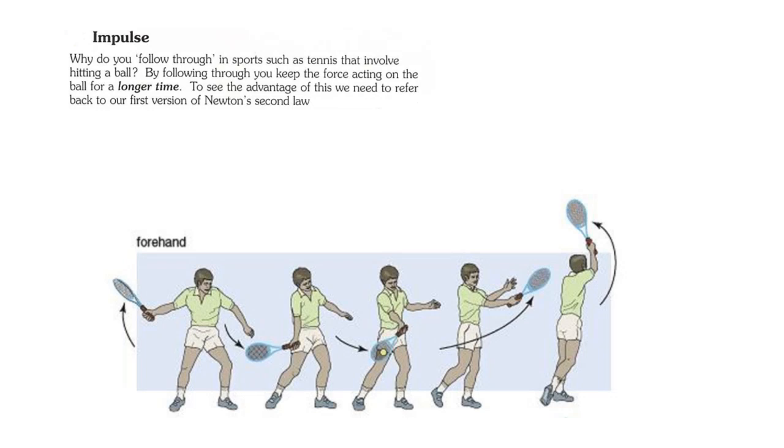When you hit a ball in sports like tennis, following through after the hit is important because it keeps the force acting on the ball for a longer time. This helps to increase the ball's change in momentum. So, by following through, you extend the time over which force is exerted, resulting in a larger change in momentum of the ball. This sequence of movements in a forehand stroke shows how the racket continues moving after contact to maximize that force and time.